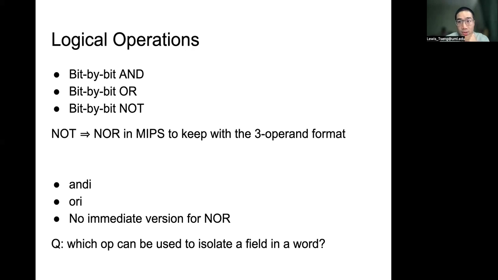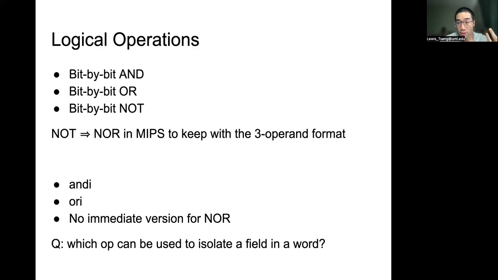And remember, for operations, we can also have this constant field. For logical operations, it's the same. We have AND immediate, or ANDI, and OR immediate, or ORI. And for NOR, there's no immediate version because there's no notion of using a constant in the NOR operation.